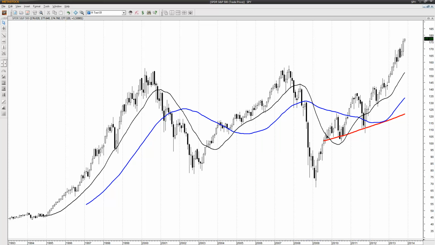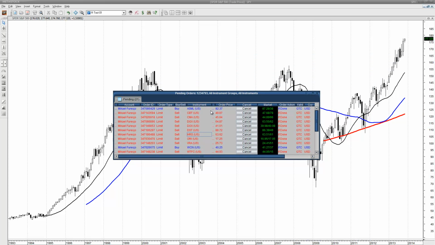We're going to bring the actual limit order list in here. ASML 82.37, CBT 49.87, that's a short sell. CMA short sale 45.84, DGX 64.87 short sale, DOX 41.10 short sale, DST 88.72 short sale, Harris 63.62 short sale, Old Republic 17.25 short sale, VRA 25.73 short sale, WCN 40.25 going long at that level, WTFC 44.93 short sell.